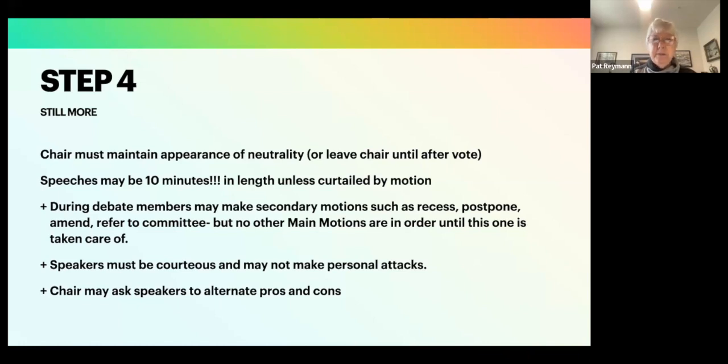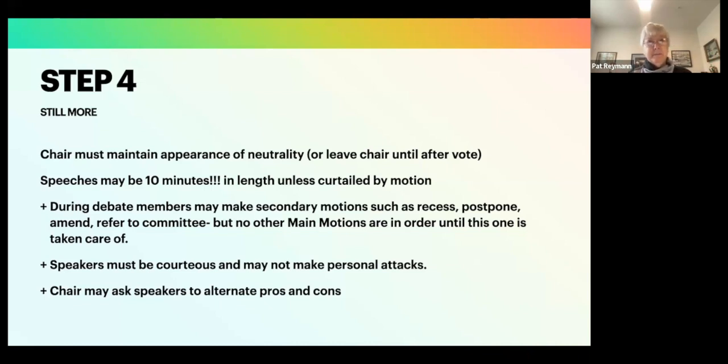Now, if there is something the chair really, really feels that he or she must say, then you can leave the chair, that is, have your vice chair or someone else guide the meeting through the vote on that particular topic. Then you just become a regular member like everybody else. You can get to speak twice, but don't resume the chair until after the vote is taken on that particular motion that you are speaking on.